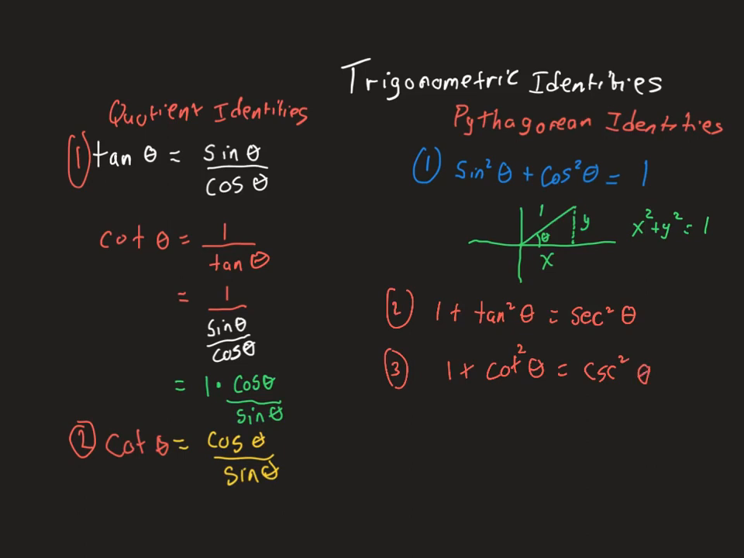Okay, so these are the trigonometric identities. They are identities, which means that they are always true for every single value. So, what do I use these for? Well, I use these to help prove other things. So, let's go into an example and see what I mean.